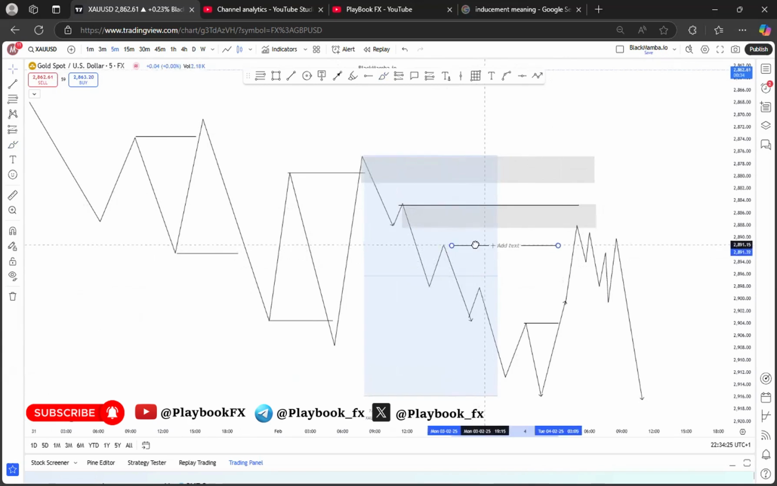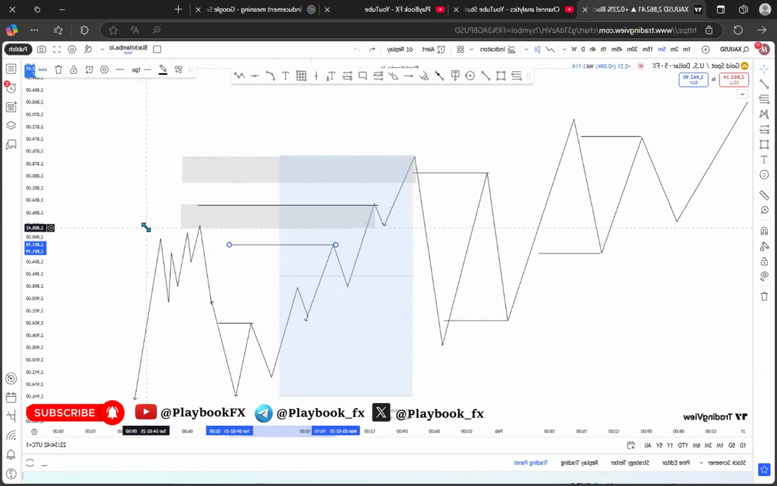You want an obvious area where you think people will be selling from and use that as an inducement. Make sure it is close to your point of interest. If there is no inducement close to your POI, I will advise you to consider your POI as an inducement into somewhere above your initial POI.